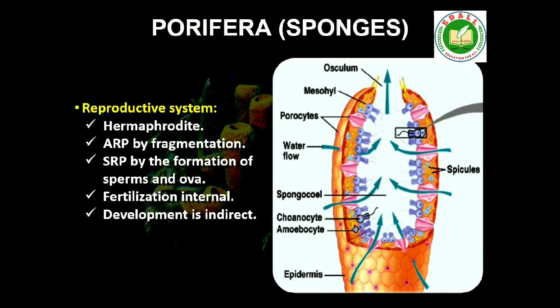Sexes are not separate. Sponges are hermaphrodite, that is, eggs and sperms are produced by the same individual. Sponges reproduce asexually by fragmentation and sexually by formation of gametes.